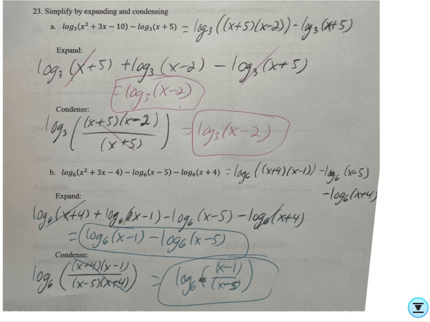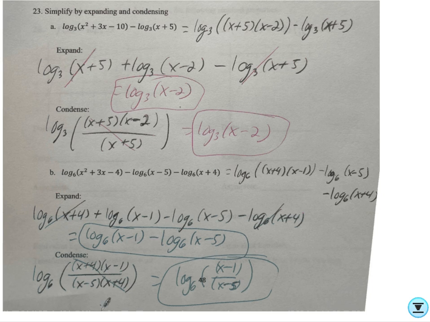And then these were already there, minus log base 6 of x minus 5, minus log base 6 of x plus 4. Then I canceled the positive and negative versions of log base 6 of x plus 4 to get log base 6 of x minus 1 minus log base 6 of x minus 5.